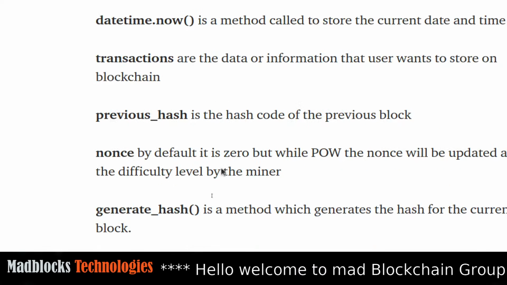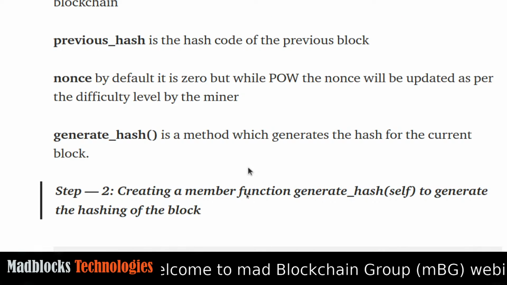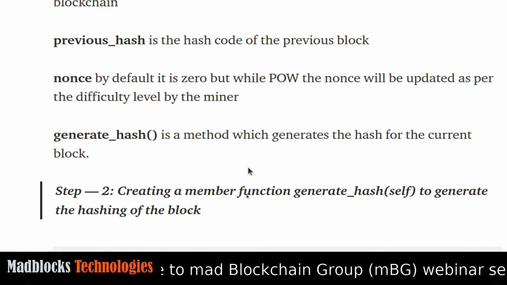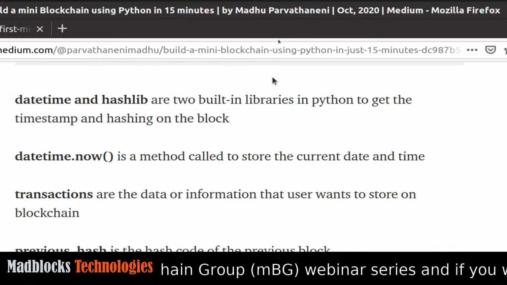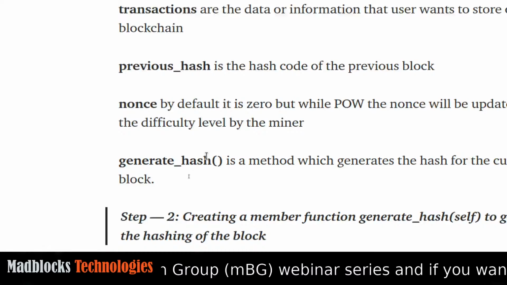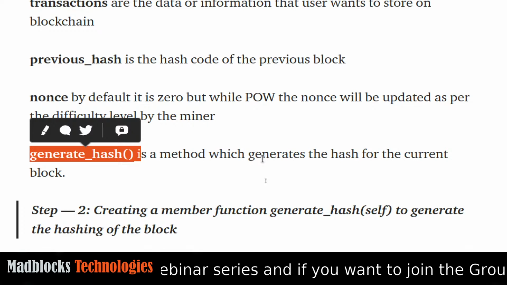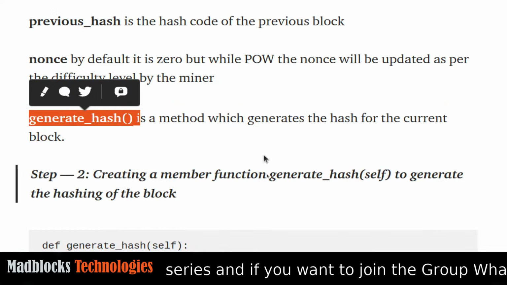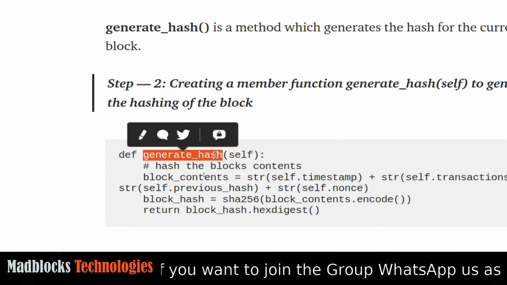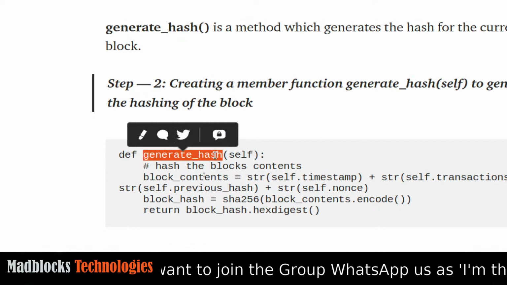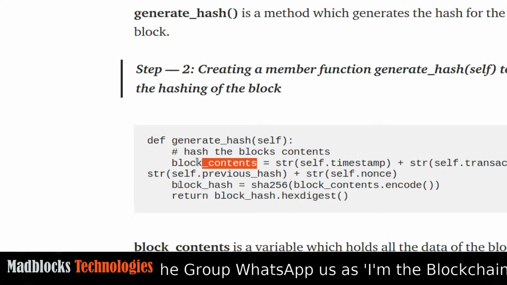Okay, second step, creating a member function, generate underscore hash, to generate a hashing of the block. So here, as we discussed, what is this generate underscore hash? Generate underscore hash is a method, right? Which we have called in the constructor. Now what we have to do, we have to define it, right? Now I am defining it here, def generate underscore hash, which is nothing but function definition. And what is this block underscore contents?